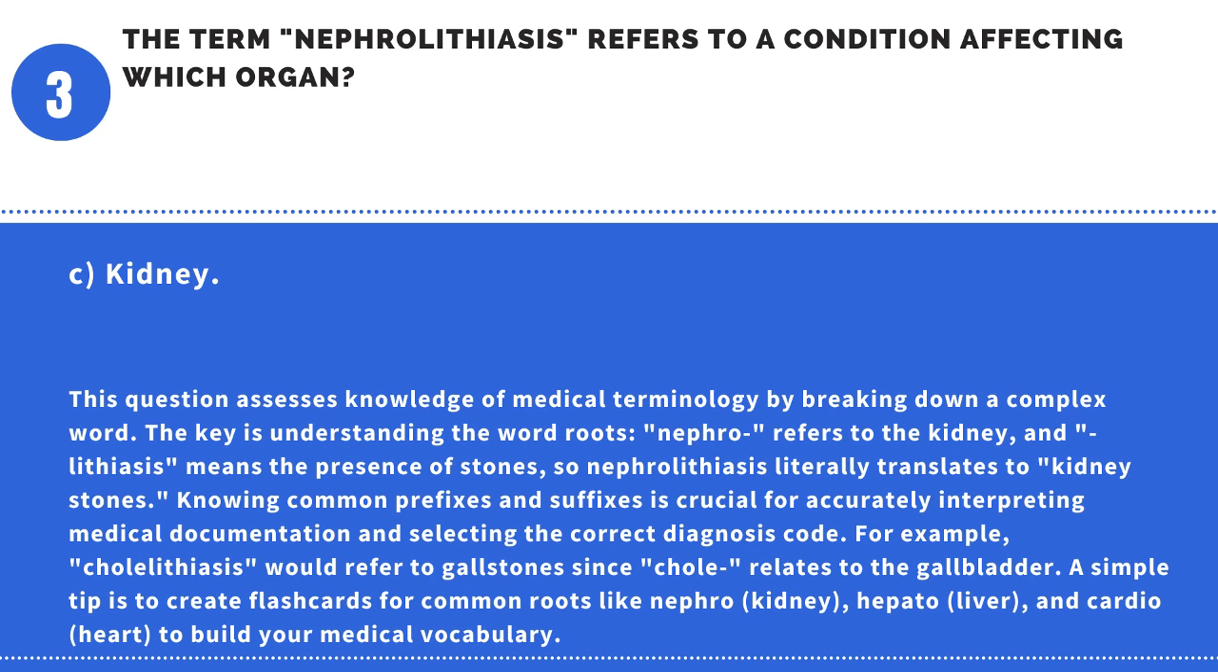Answer C. Kidney. This question assesses knowledge of medical terminology by breaking down a complex word. The key is understanding the word roots. Nephro- refers to the kidney, and lithiasis means the presence of stones, so nephrolithiasis literally translates to kidney stones. Knowing common prefixes and suffixes is crucial for accurately interpreting medical documentation and selecting the correct diagnosis code. For example, cholelithiasis would refer to gallstones since chol- relates to the gallbladder. A simple tip is to create flashcards for common roots like nephro, kidney, hepato, liver, and cardio, heart, to build your medical vocabulary.